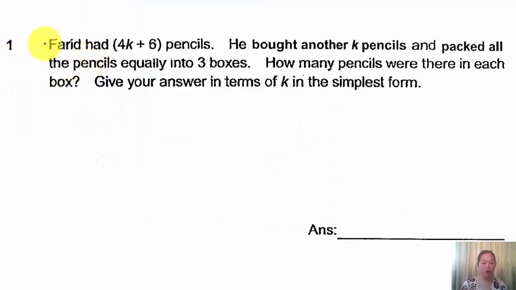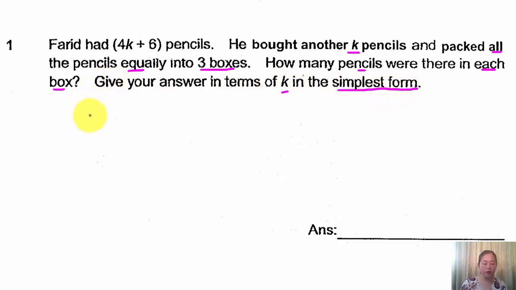Question 1. Farid had (4K + 6) pencils. He bought another K pencil and packed all the pencils equally into 3 boxes. How many pencils were there in each box? Give your answer in terms of K in the simplest form.